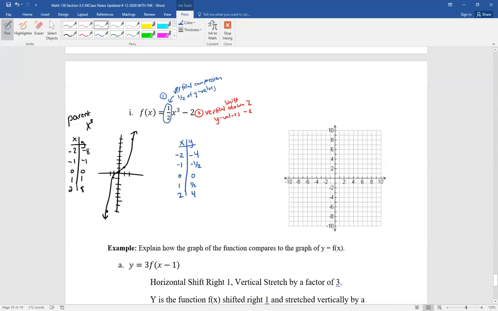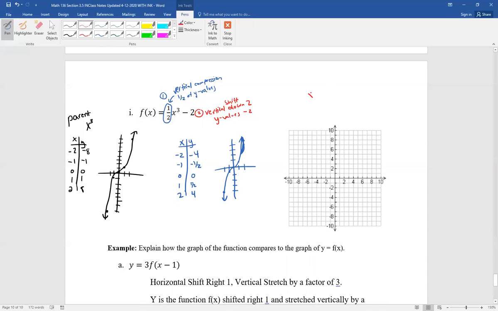Okay, so we're going to plot, and I'm going to plot this right here, sorry. So -2, -4, -1, -1/2, 0, 0, 1/2, 2, 4. So notice it's reaching those heights slower than it was before. Okay, and then we have to do the -2.